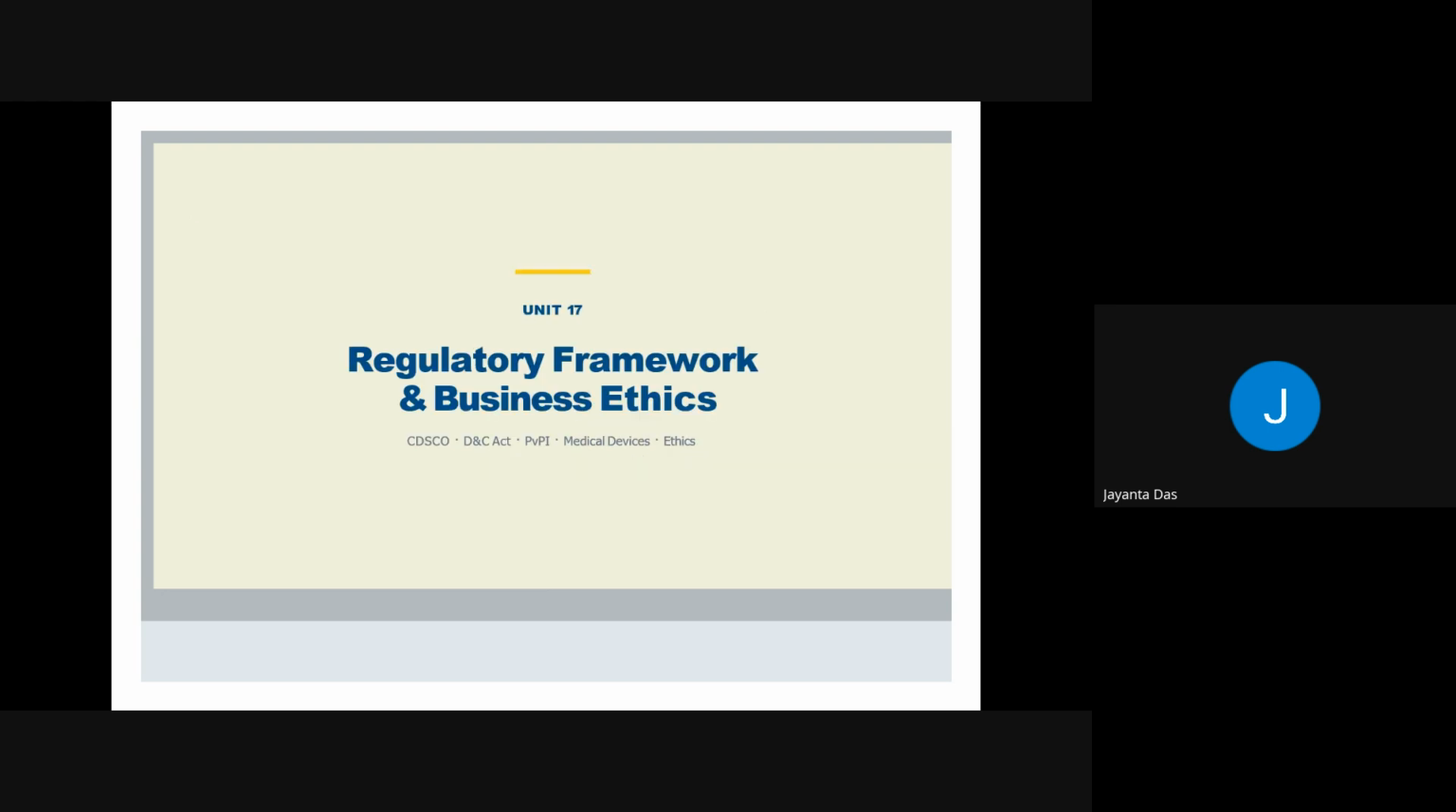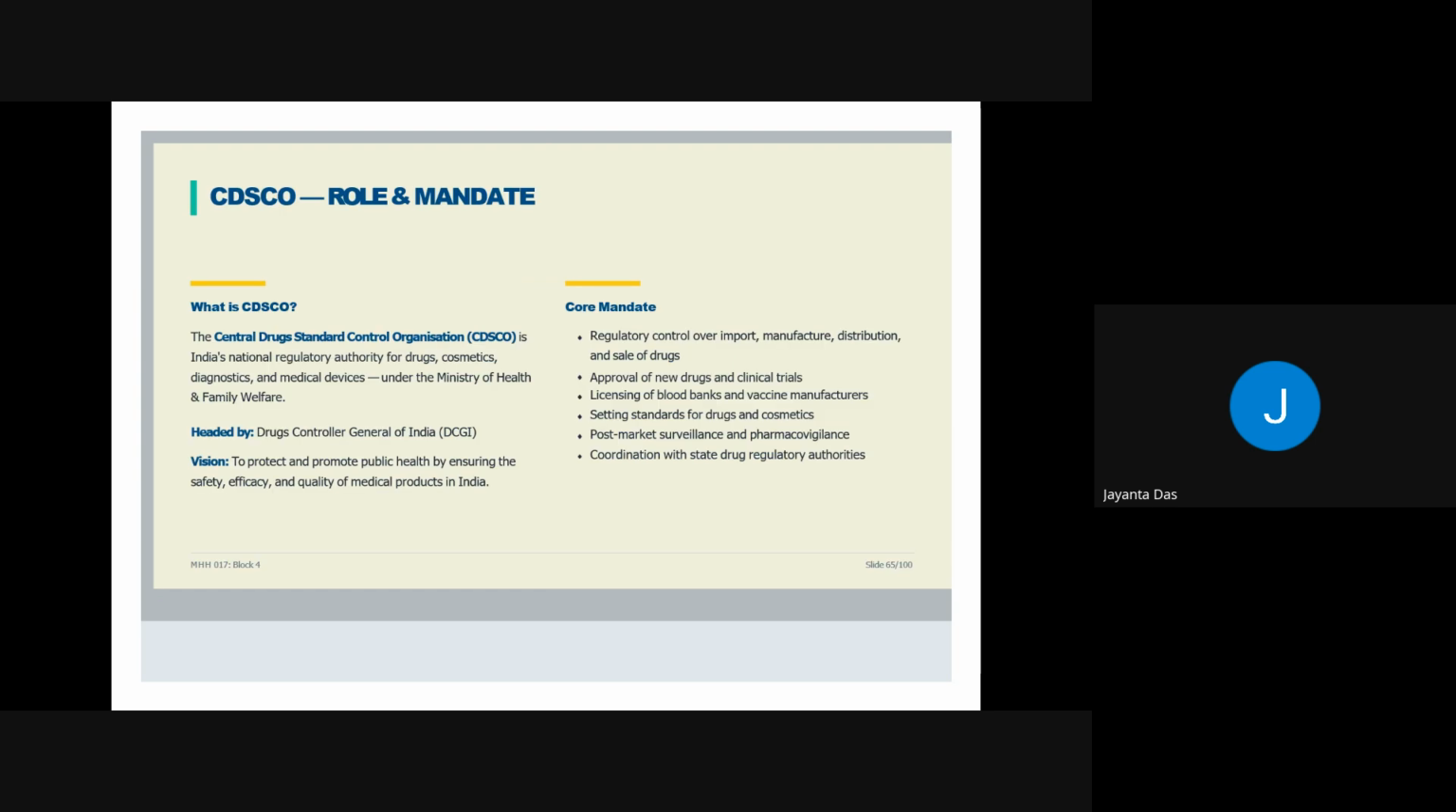Coming to the last one, that is regulatory framework and business ethics. So CDSCO, that is the role and mandate. CDSCO is nothing but the Central Drugs Standard Control Organization, India's national regulatory authority for drugs, cosmetics, diagnostics, and medical devices under the Ministry of Health and Family Welfare. This is headed by the Drug Controller General of India, DCGI, and the vision is to protect and promote public health by ensuring the safety, efficacy, and quality of medical products in India.